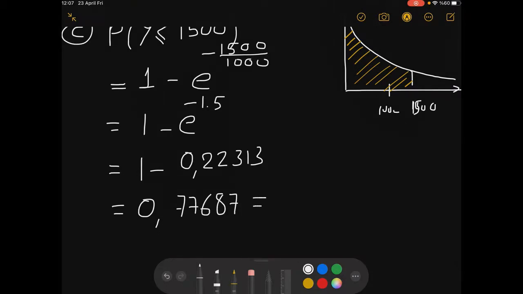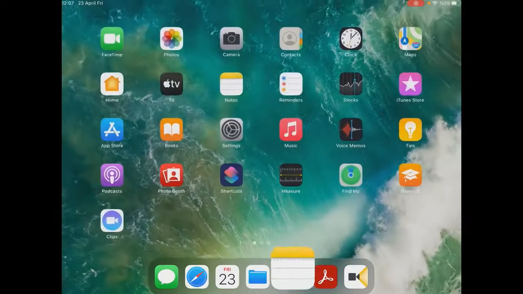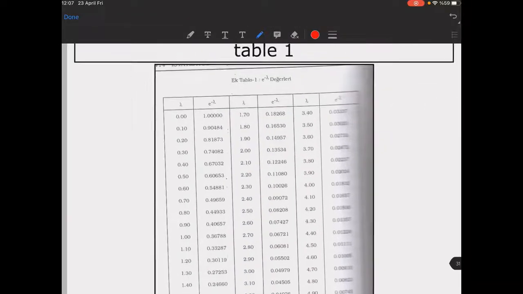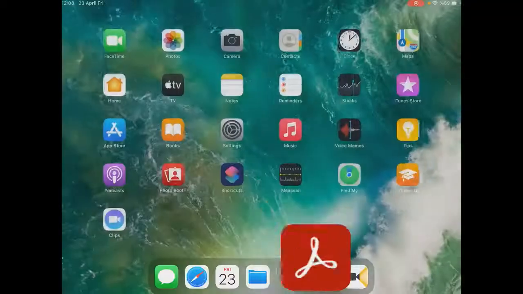So it is again approximately 77%. 77% would be your probability of Y being less than 1500 hours. Okay, I think that makes sense. It is logical. You can use these e to the power minus lambda values directly from the readily available table in your textbook as well. If you don't want to use your calculator, you can rely on that table, but you can use your calculator too. It doesn't matter anyway.